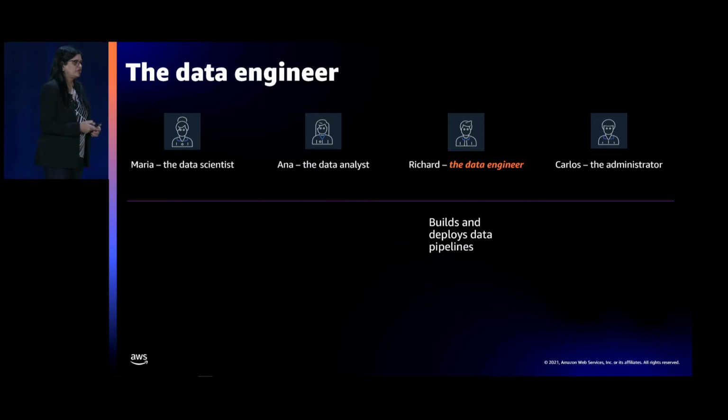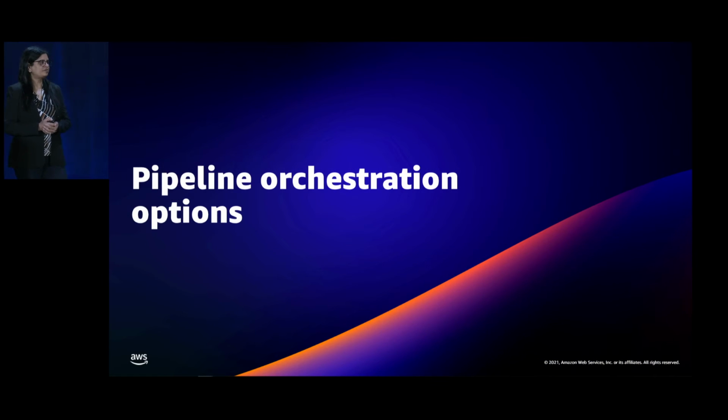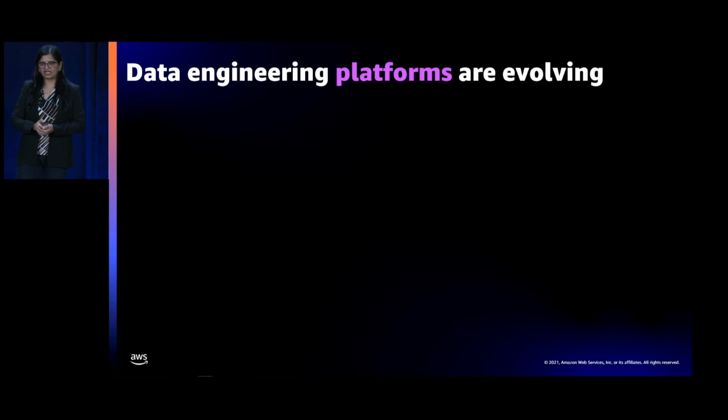So now that we have walked through a workflow for a data scientist and a data analyst, now let's look at how Amazon EMR helps the data engineer in their daily tasks. So a data engineer is typically responsible for building and deploying data pipelines. And when it comes to pipelines, there are a number of orchestration options. So if you look at the data engineering platforms, they continue to evolve. So every year we see a new pattern. But there are a couple of common patterns that we see more and more.